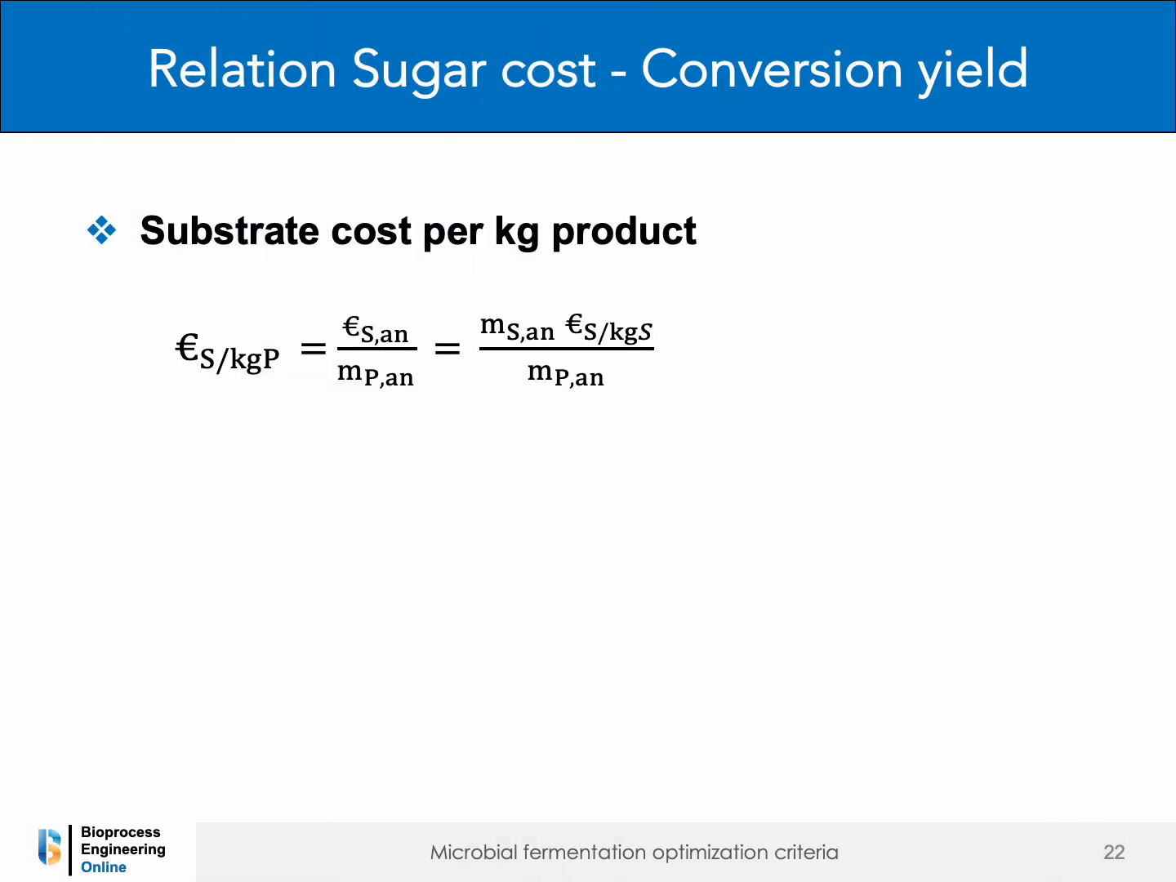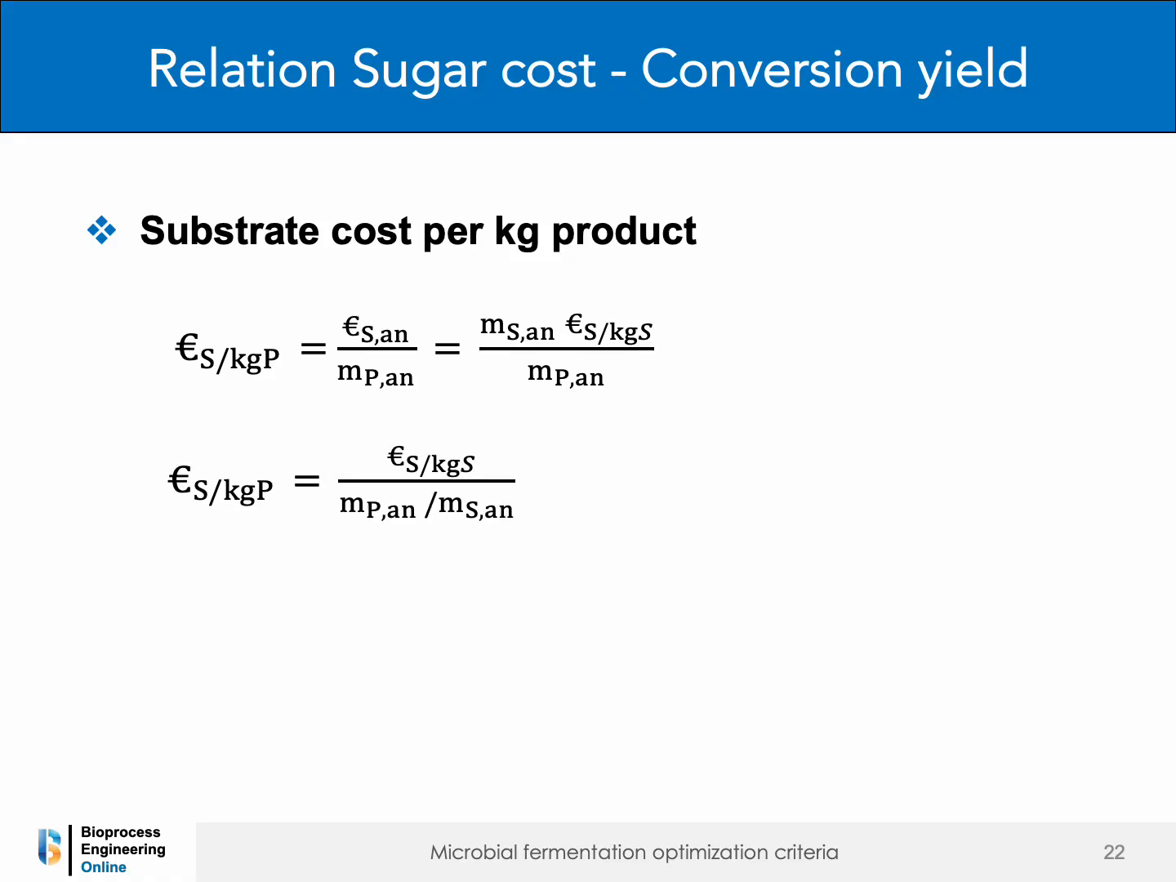When sugar represents the dominant contribution to the material cost, the sugar cost per kilogram of product, euros S per kilogram P, is obtained by dividing the annual sugar cost, euros S N, by the annual product mass, kilograms P, MPN. The annual sugar cost is the product of the annual mass of consumed sugar, MSN, and the unit sugar price, in euros per kilogram S.